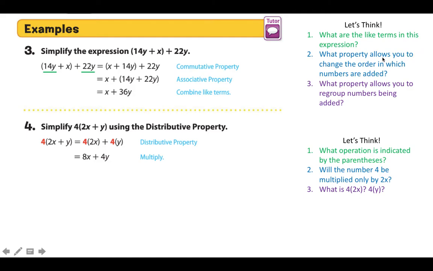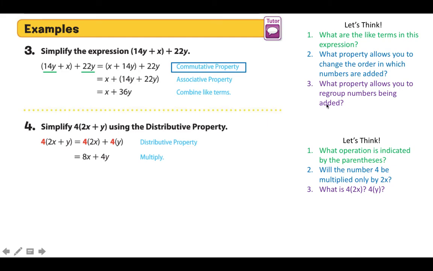Okay? What property allows you to change the order in which numbers are added? If we're just changing the order, that's the commutative property. Notice here in parentheses, we are changing 14y plus x plus 22y to x plus 14y plus 22y. Let me recap. We're changing the order of what's in the parentheses. At first, it was 14y plus x, and now it's x plus 14y. Notice what's happening here. We're trying to get these two next to each other.